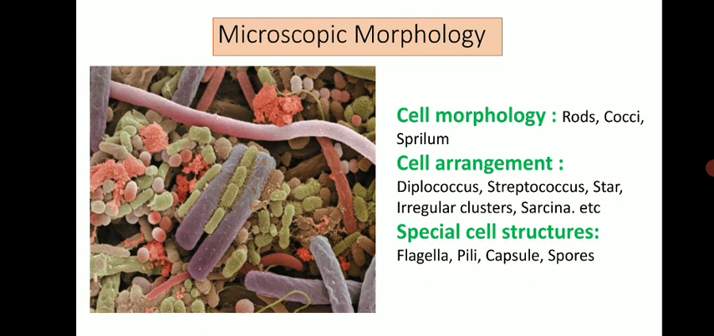In this picture you can see very beautiful microbes, and they are of various colors and various shapes, and they are arranged in various types of patterns. You can see bacillus is there, then cocci and other types of bacteria. So microscopic morphology is ultimately preliminary; we get a preliminary clue about what type of microbe it is.